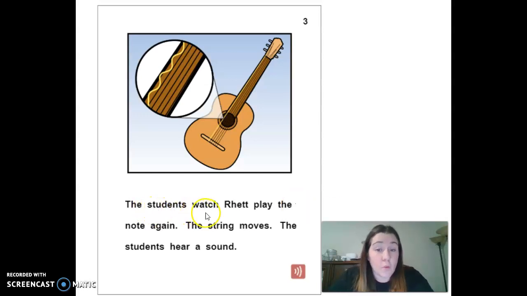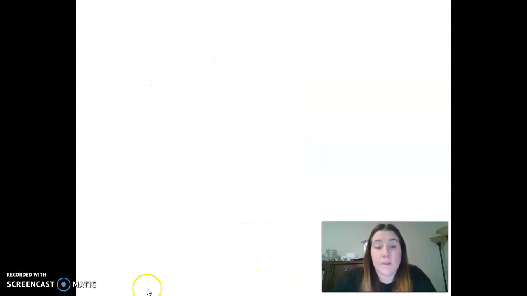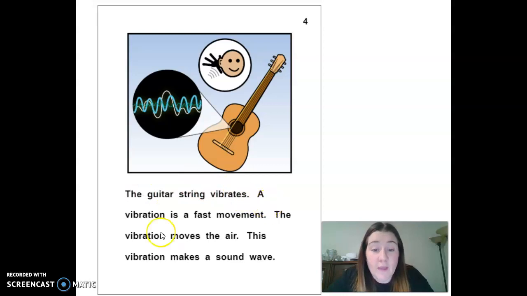The students watch Rhett play the notes again. The string moves. The students hear a sound. The guitar strings vibrate. A vibration is fast movement. The vibration moves the air. This vibration makes a sound wave.